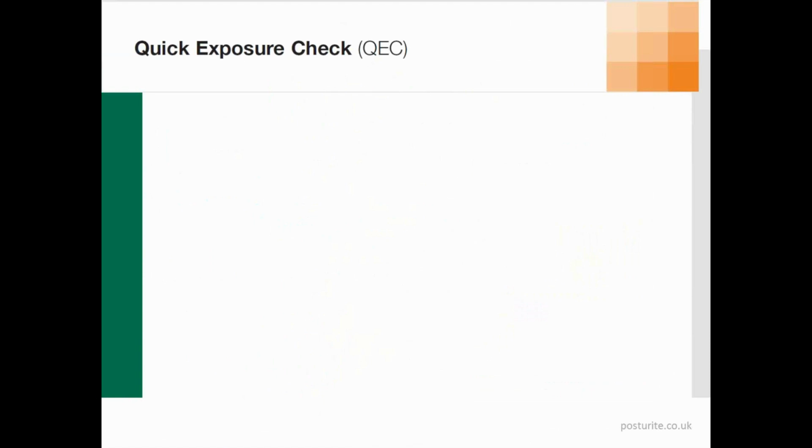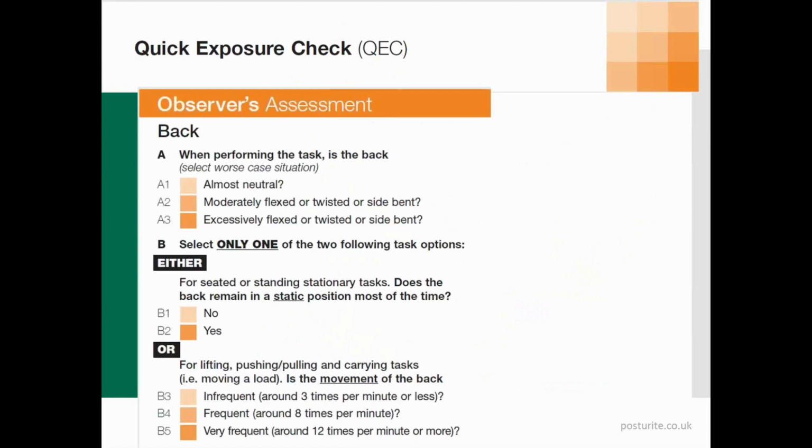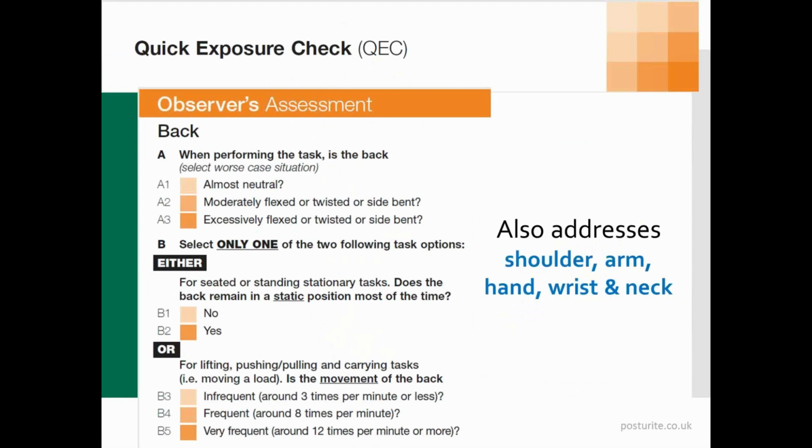Finally, I want to look at another tool which is partly designed under the auspices of the HSE, and this is the Quick Exposure Checklist, the QEC. And this, again, a bit like RULA or many of the others, looks at the posture of the back or the upper limbs or whatever, and grades them as to whether or not they are almost neutral or flexed or twisted and so forth. As I say, it also addresses the position of the shoulder, the arm, the hand, the wrist and the neck.